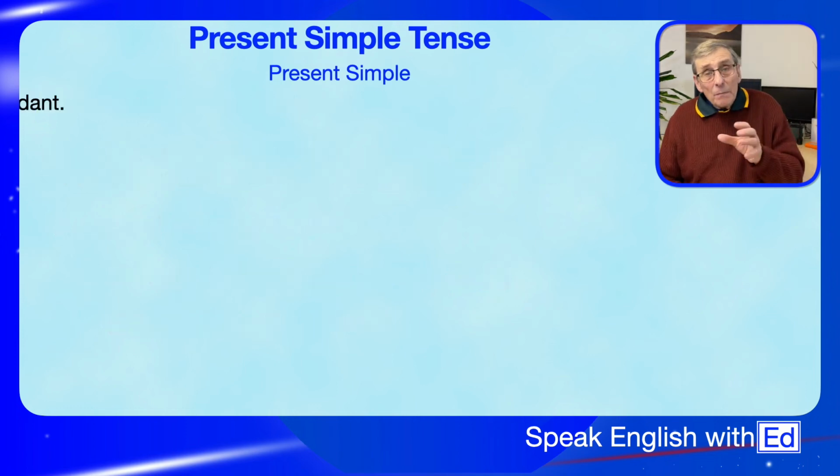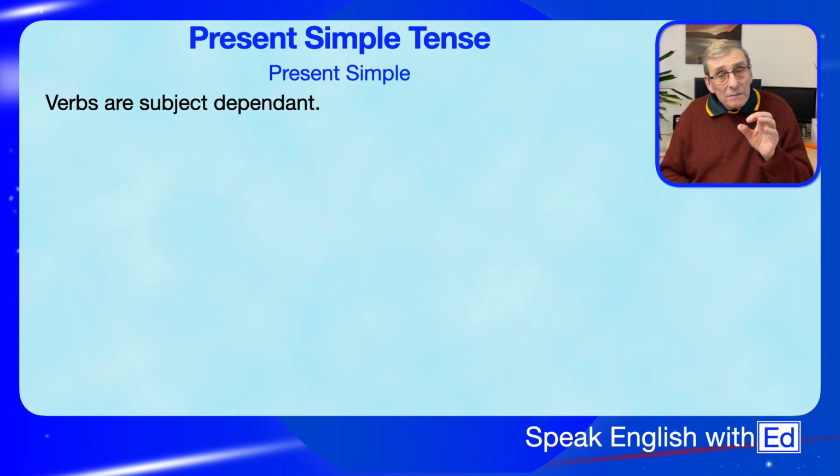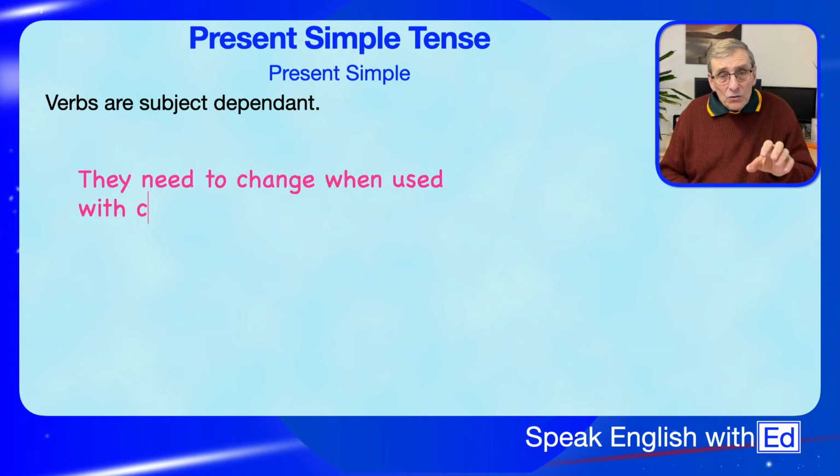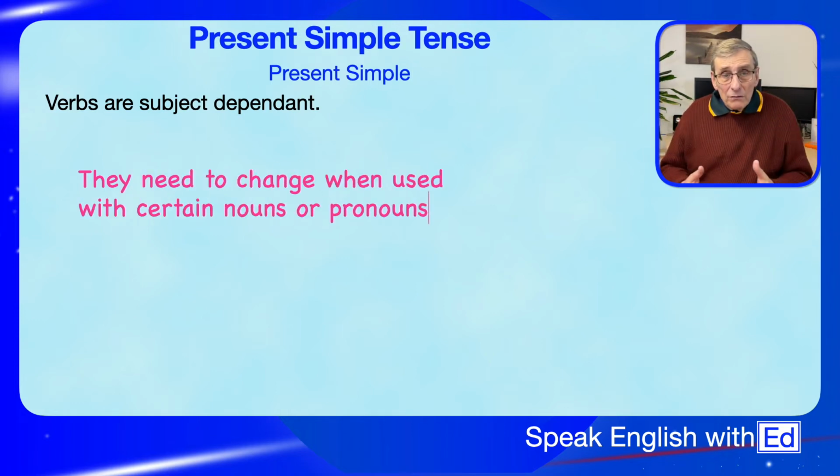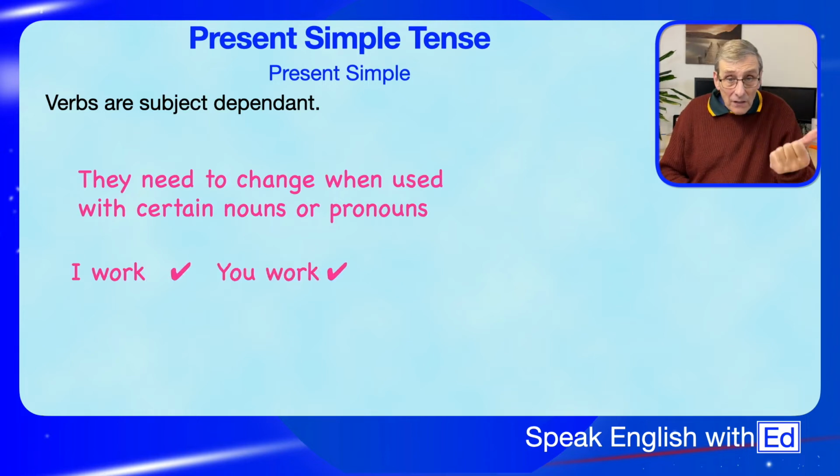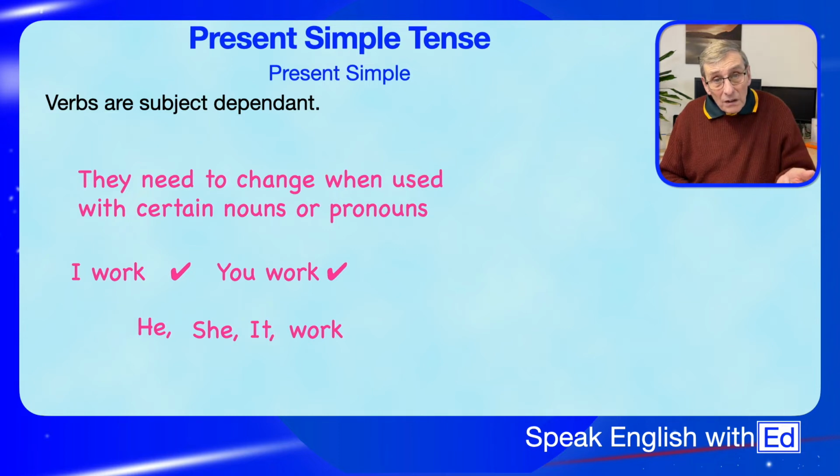So verbs, now they're subject dependent. They need to change when they're used with certain nouns or pronouns. You can say, I work, that's good. You work, that's good. He work, she work, it work. No, they're not good. We don't say work with he, she and it. We say works. We add an S.